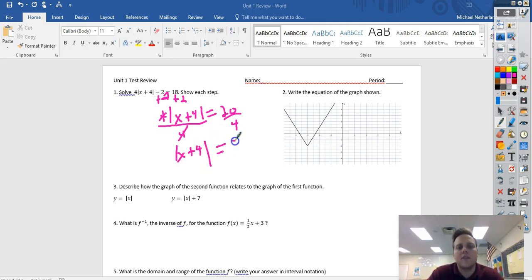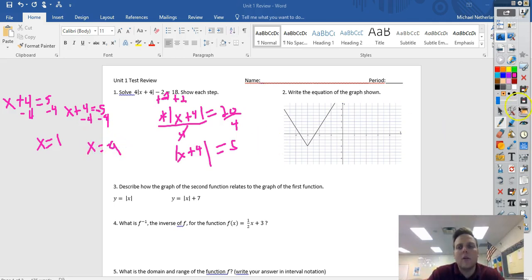is equal to 5. Now that I have the absolute value bars by themselves, I can set up my two equations. I can say x plus 4 is equal to 5, and I can say x plus 4 is equal to negative 5. And then I can solve. To solve for x here, I would subtract 4 on both sides. That gives me x equals 1. To solve here, I would subtract 4 on both sides. And that would give me x equals negative 9.